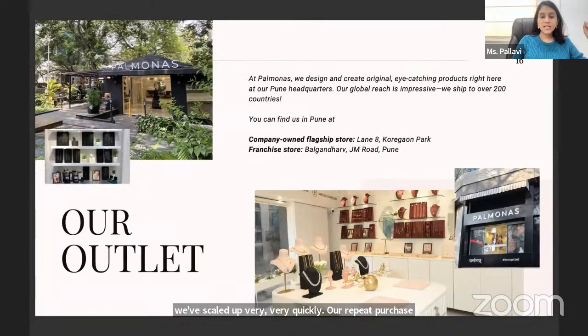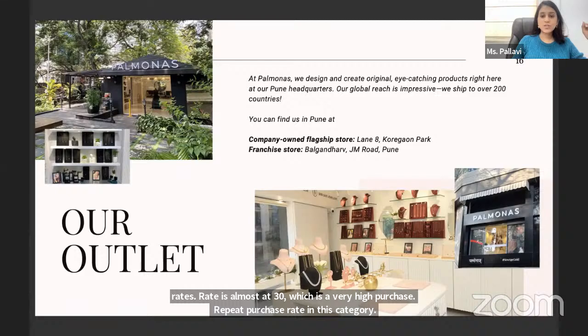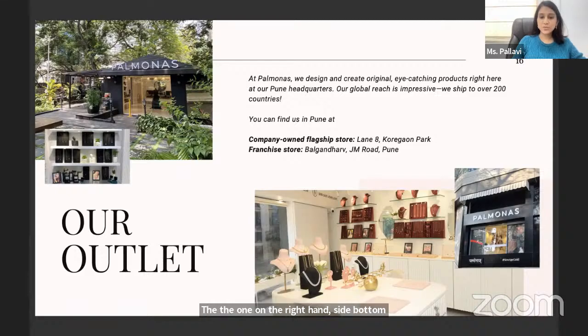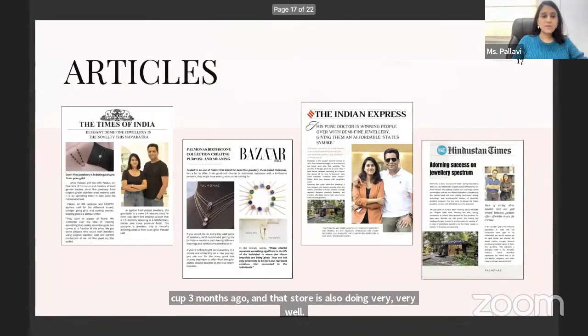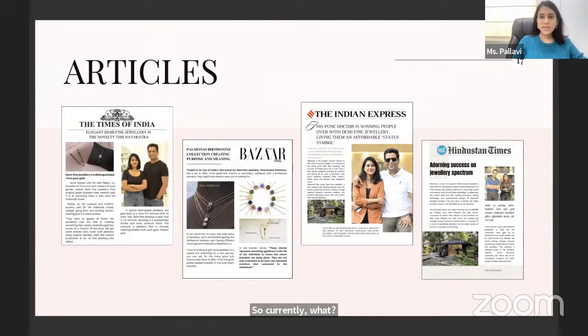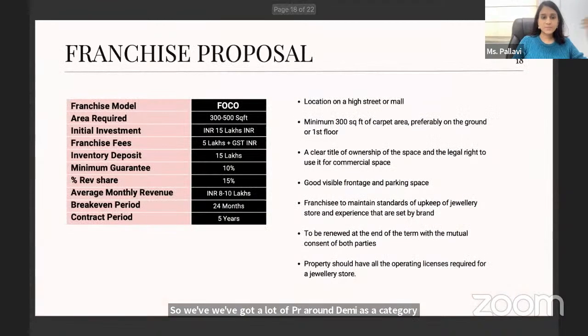The one on the right hand side bottom, the picture that you see, it's our first franchise store. This store we launched in Pune 3 months ago, and that store is also doing very, very well. So currently we've got a lot of PR around demi fine as a category, because it's a very new category in India and people are very fascinated about it.